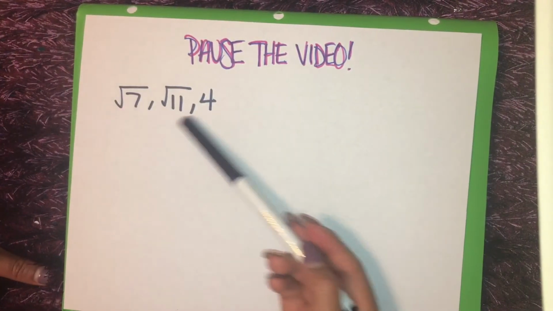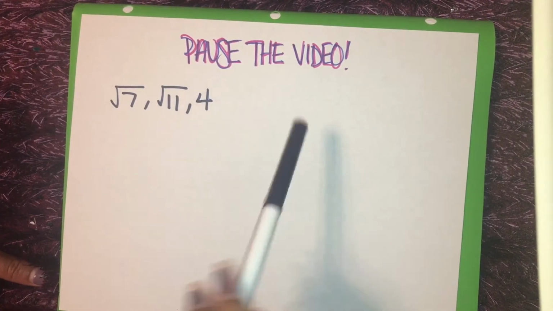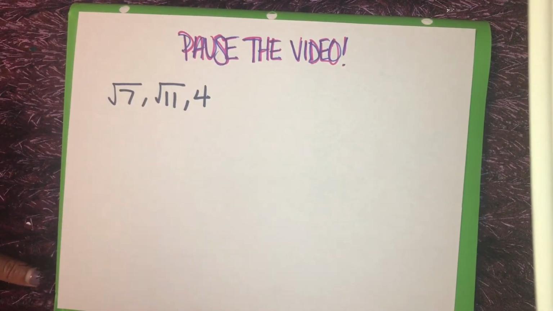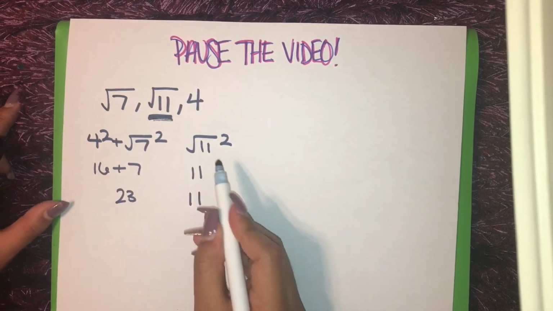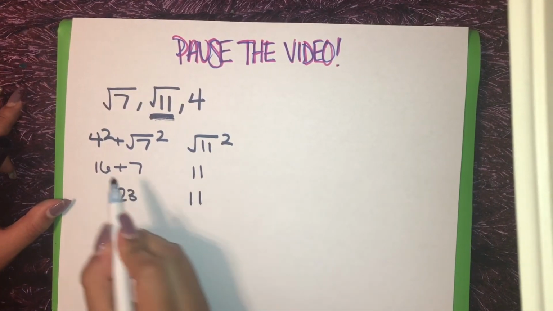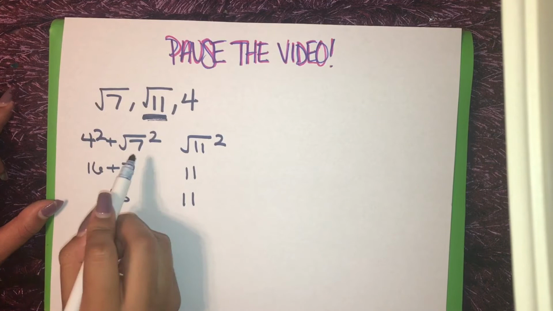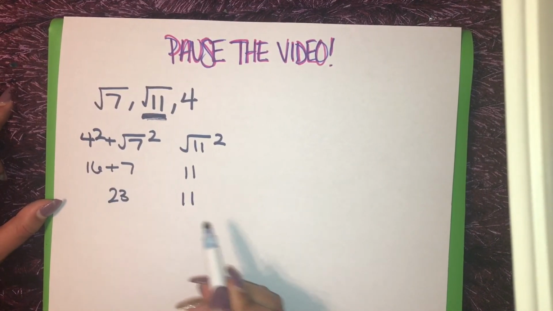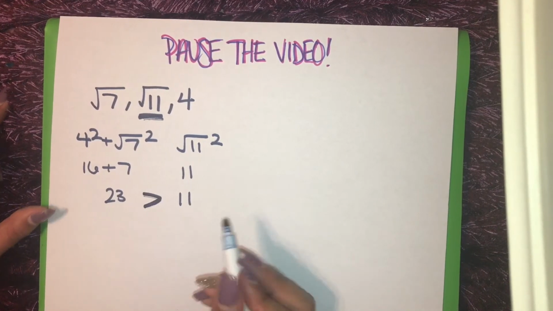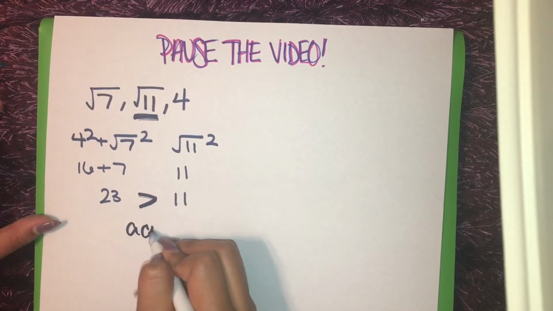Now let's try this next one, including radicals. Please pause the video and try these yourself. Radical 11 is the greatest side, making it radical 11 squared. On the other side, we have 4 squared plus radical 7 squared, making it 16 plus 7. 23 is greater than 11, making it an acute triangle.